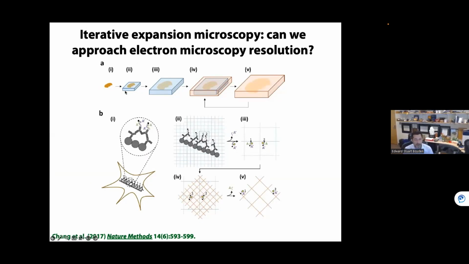Take a specimen, polymerize and expand it, like I showed you before, form a second polymer in the space opened up by the first expansion, and expand it again. And you can do that a third time and a fourth time and so forth if you want.